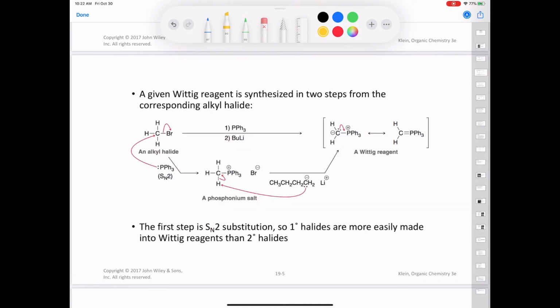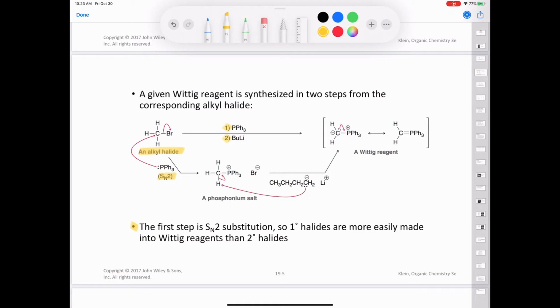Oftentimes, Wittig reagents are simply synthesized in the lab, and they're synthesized via a two-step process from the corresponding alkyl halide. So we start out with our alkyl halide, and we treat that with triphenylphosphine, followed by treatment with n-butyllithium. And so in the first step, the triphenylphosphine acts as a nucleophile and displaces the halogen in an SN2 reaction. And since this first step is an SN2 substitution, primary halides or methyl halides are more easily made into Wittig reagents than secondary halides.